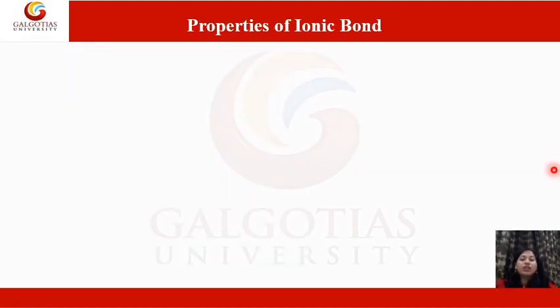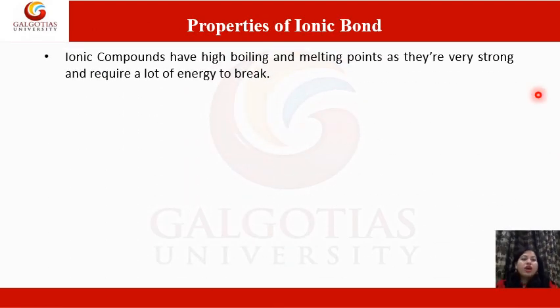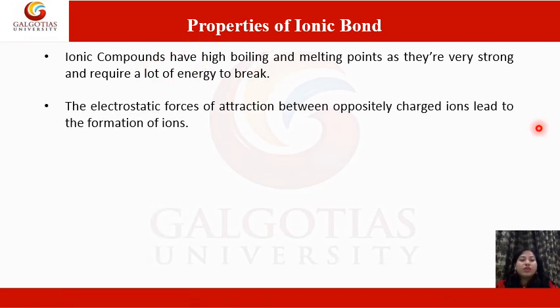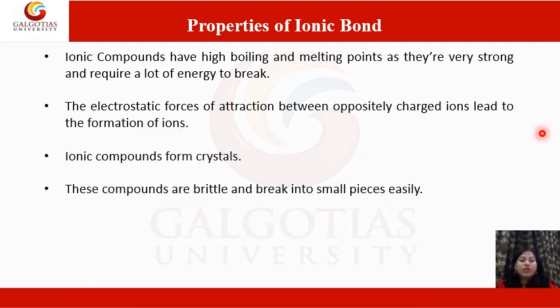Properties of the ionic bond. Ionic compounds have high boiling and melting points as the bonds are very strong and require a lot of energy to break. The electrostatic force of attraction between the positively and negatively charged ions leads to the formation of ions. Ionic compounds form crystals. These compounds are brittle and break into small pieces easily.